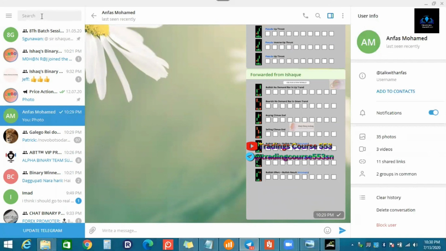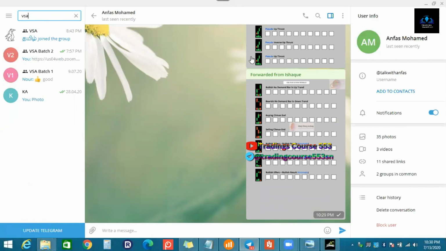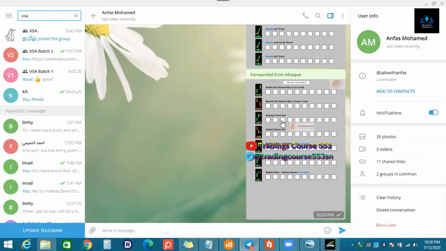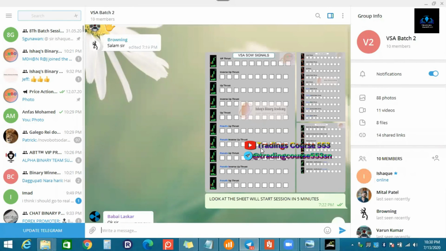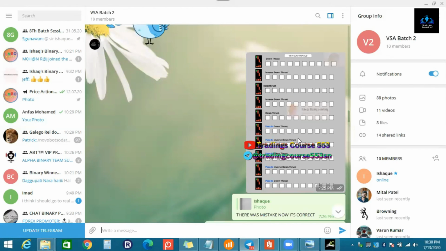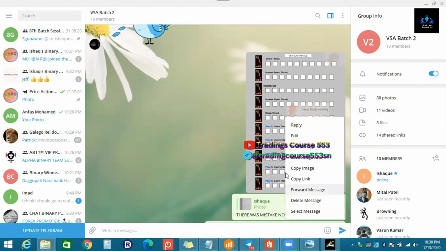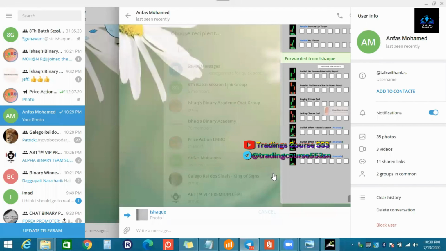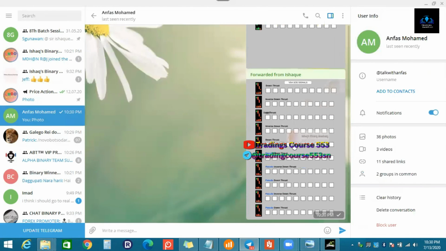That is a high resolution picture. You can print it also, and you can use it for your understanding, because sometimes we forget the setups. So it's very good resolution pictures. So look at these signals.